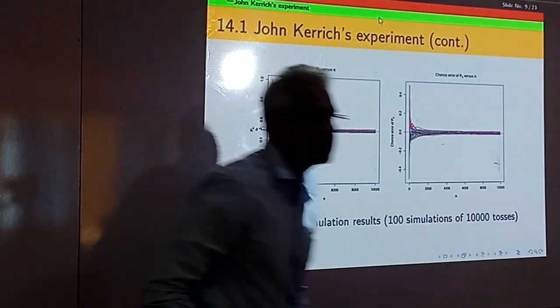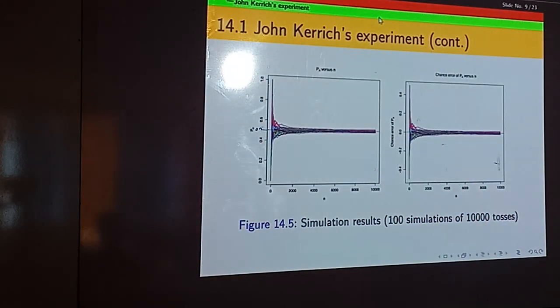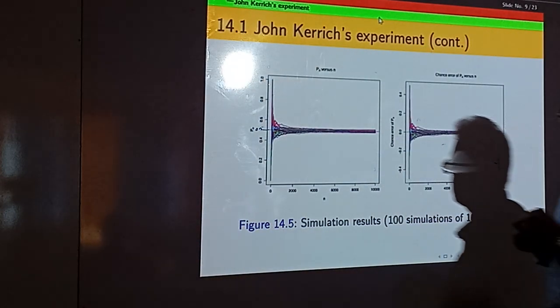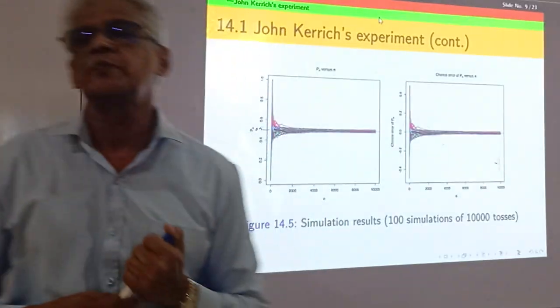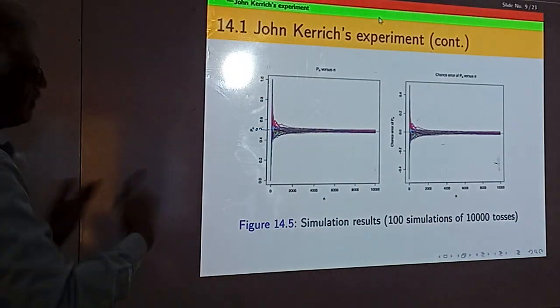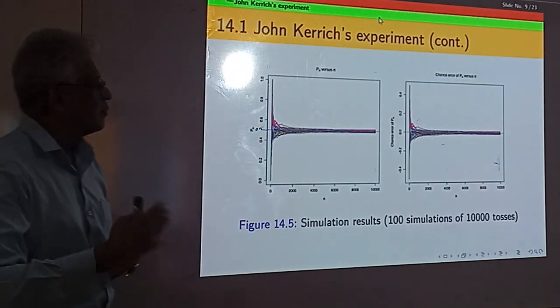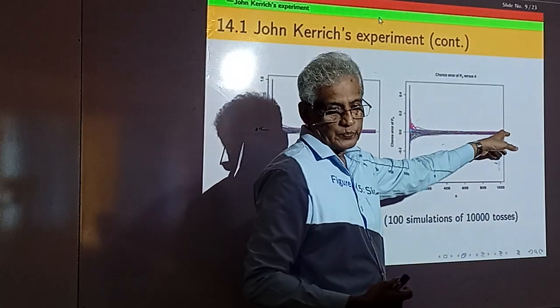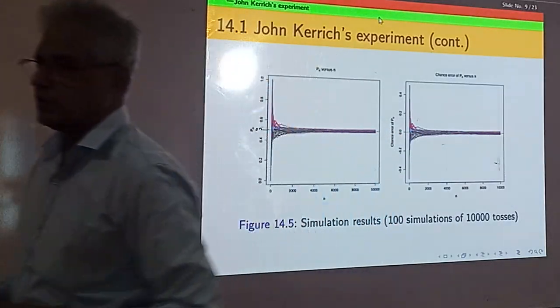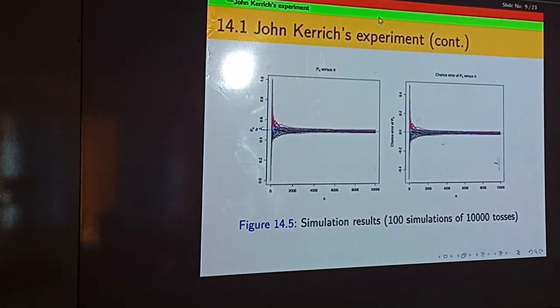It's coming to the expected value. Right? The Pn value is coming closer and closer to the expected value of Pn. And therefore, the error is coming closer and closer to 0. So that is the situation.